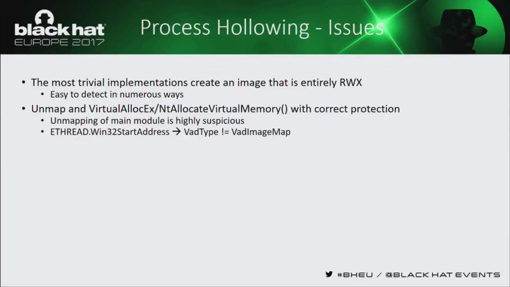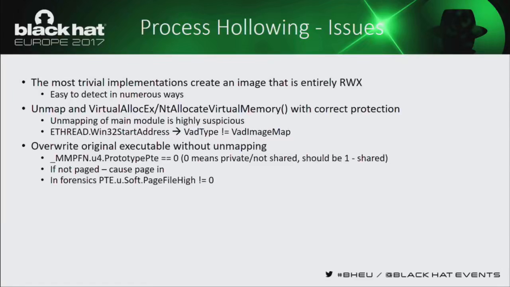In which case, first of all, the unmapping of the main executable is highly suspicious. And also, what we need to understand is that for every address in a process in Windows, we have something called the virtual address descriptor, which is a structure that describes the properties of that address. And the start address of the thread is going to have an image map type when it's first loaded legitimately. But once the threat actor reallocates the memory by unmapping the main module, the type is going to change, and so we can detect that.